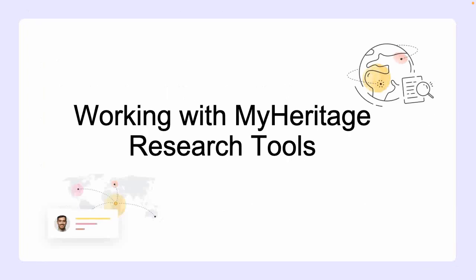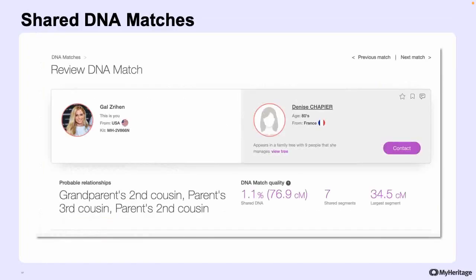As I promised, I want to show you how to work with other MyHeritage research tools. And I think one of the most important and useful tools to use are shared DNA matches. Shared DNA matches are people who have DNA in common with you and with another person that you are currently looking at. I want to show you that with my own personal example with a match that I got. The names were altered here to protect the privacy of people. But this is a match. Me and Denise, my match, I see that we have a shared DNA of 76.9 centimorgan.